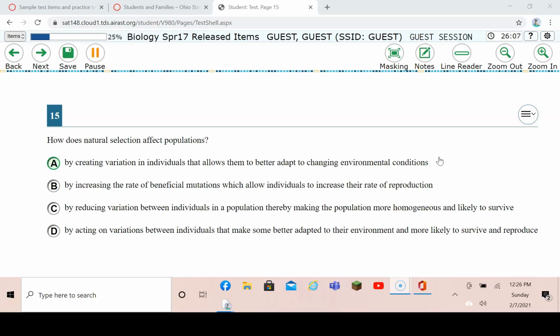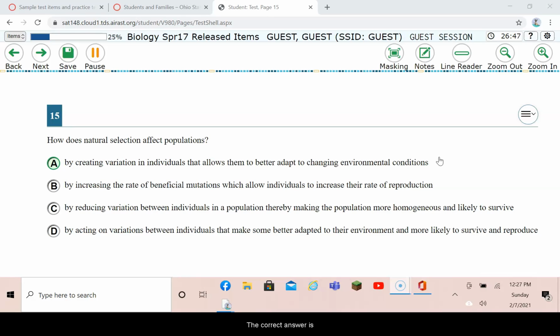B, by increasing the rate of beneficial mutations which allow individuals to increase their rate of reproduction. This is incorrect. Natural selection does not affect populations by increasing the rate of beneficial mutations in individuals. C, by reducing variation between individuals and populations, therefore making the populations more homogeneous and likely to survive. This is incorrect. Natural selection does not affect populations by reducing variation in individuals in a population and therefore making the population more homogeneous and more likely to survive.